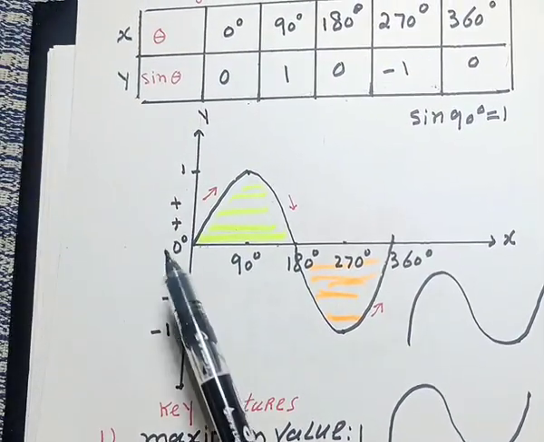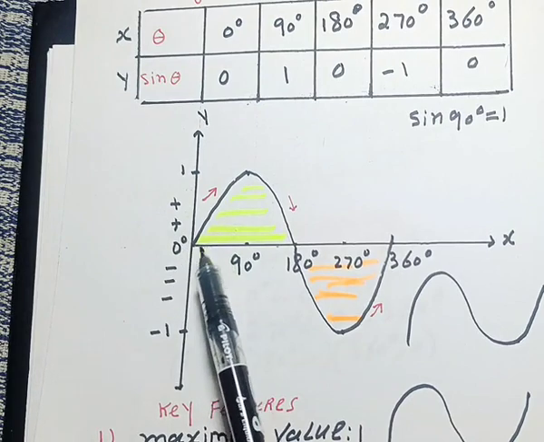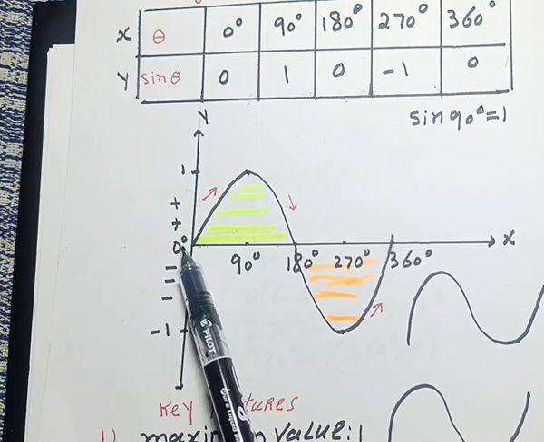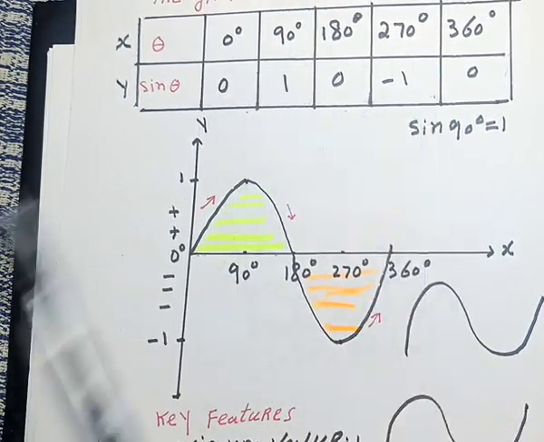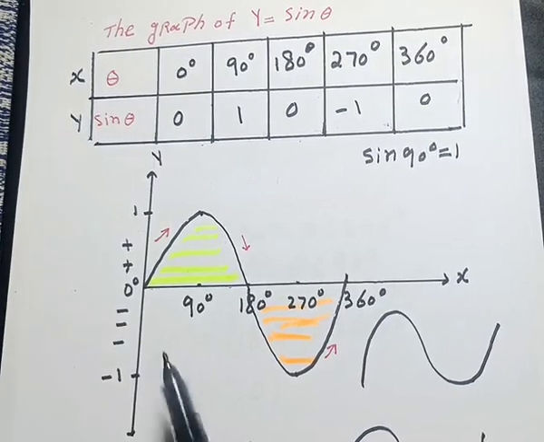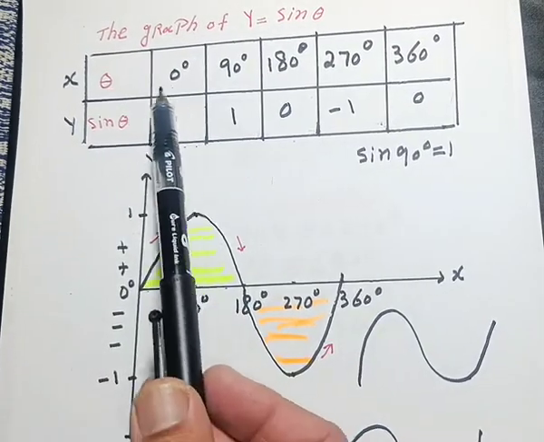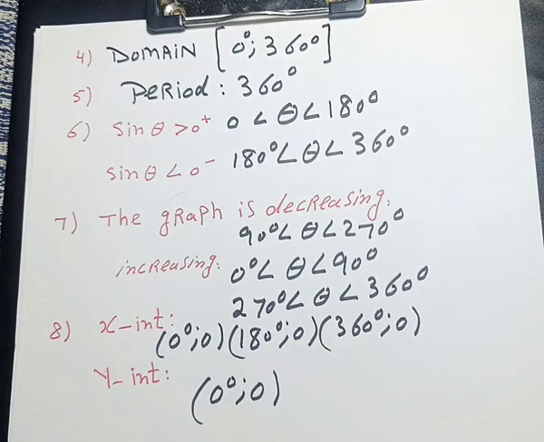And the y-intercept, have a look here, is only where the x value is equal to 0, only here. This is the only y-intercept, because only here is the x value 0. Other than that, there is no x value 0. So the y-intercept is only 0 degree and 0. You can see x value is only 0 at the 0 degree. So the y-intercept is 0 degree and 0.